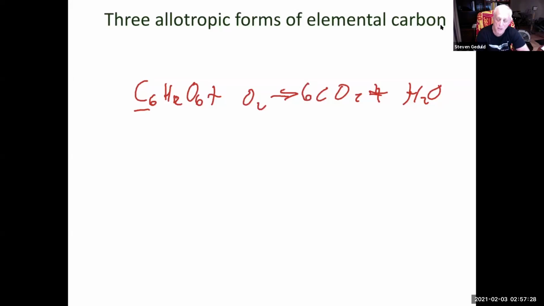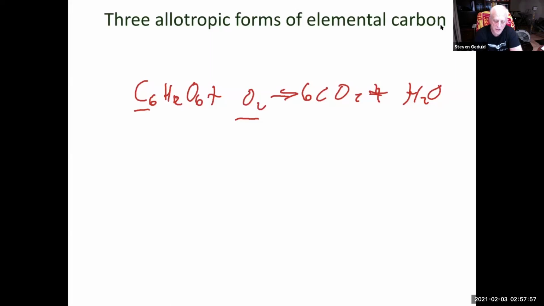Now this 6 applies to both the carbon and the oxygen. There are 6 CO2 molecules, so there are 6 carbons and 12 oxygens now. The key to balancing an equation: if something's by itself, like oxygen is alone, save that for last. That's a little hint that will help balance any chemical equation. If it's by itself, balance it last.